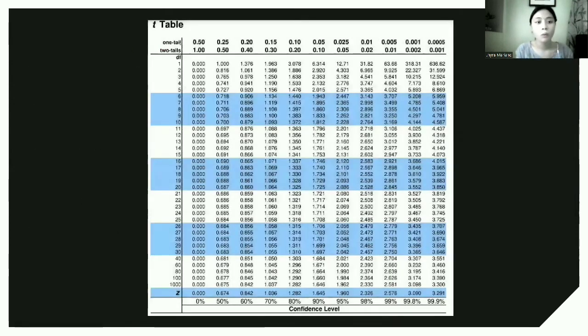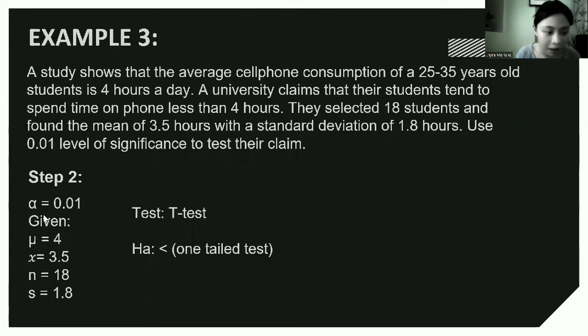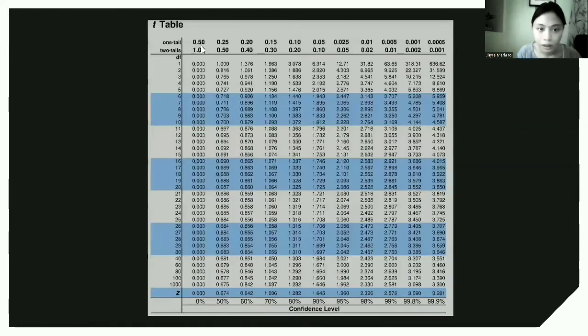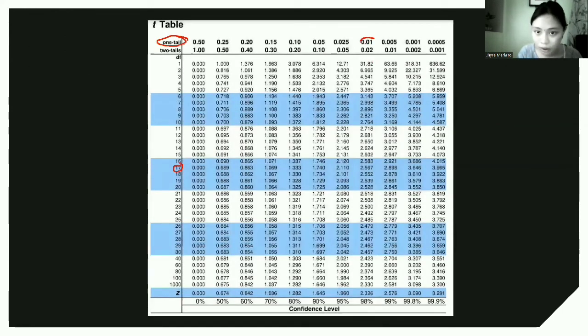So next, identify natin yung critical value. So one tail ulit siya. Ito yung t-table natin guys, one-tail, two-tail rather. So yung df, yung nakuha natin kanina na n minus 1, 17. Ibalikan natin, level of significance natin is 0.01.